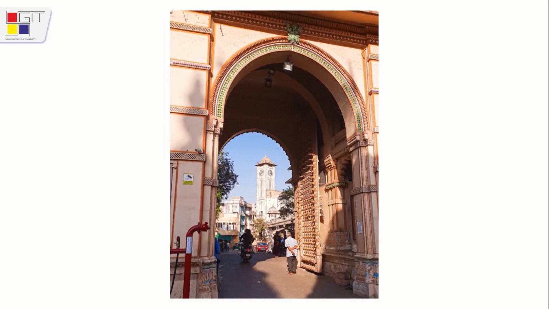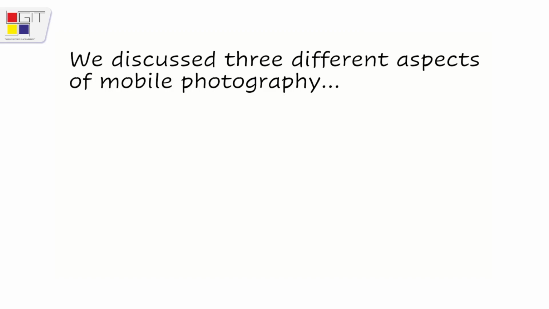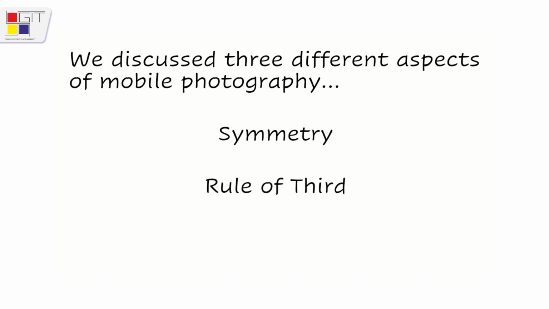The next is the clock tower in front of the Kalupur Swaminarayan Mandir. I could click this clock tower from outside, but I used the main gate and focused on the clock tower, and the frame inside the frame gives me a good image. So we discussed three different aspects of mobile photography: symmetry, rule of thirds, and frame inside the frame. As I said, the more you practice, the better photographs you can click.